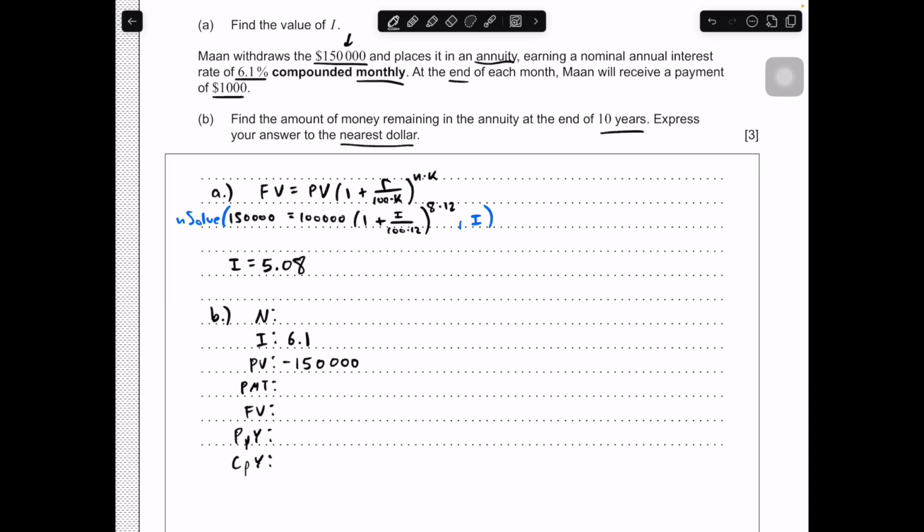$150,000 we're putting it into an annuity. We don't have it anymore in our pocket. We gave it to the bank. It's still our money, but it's out of our pocket in some ways.